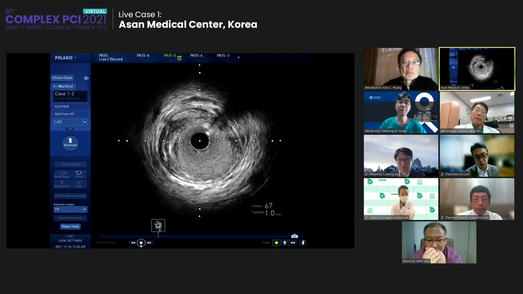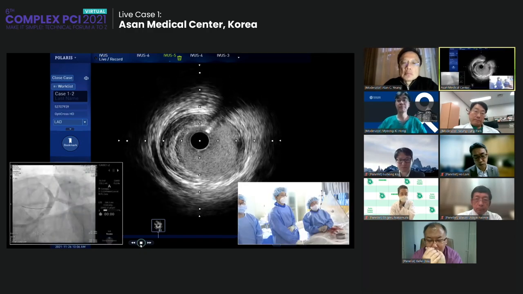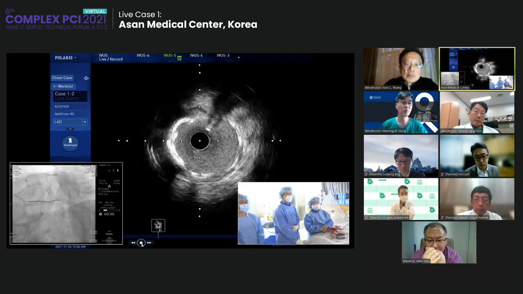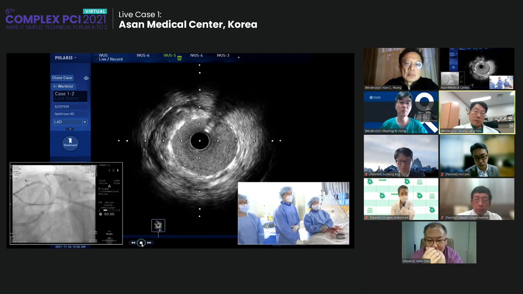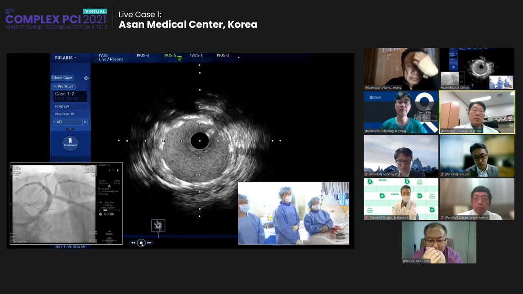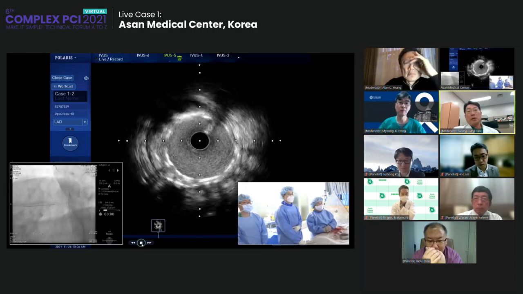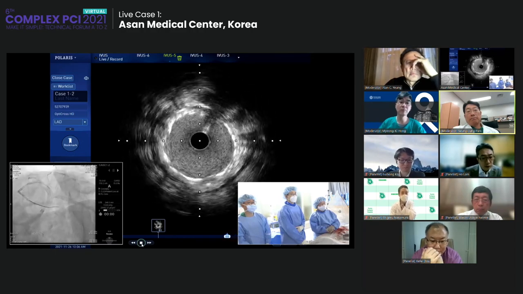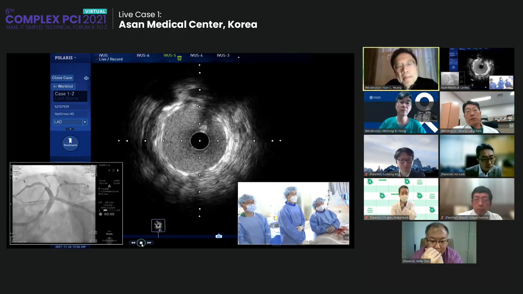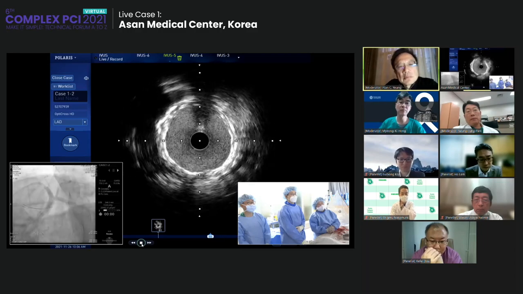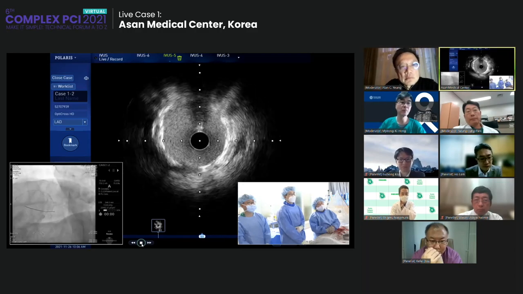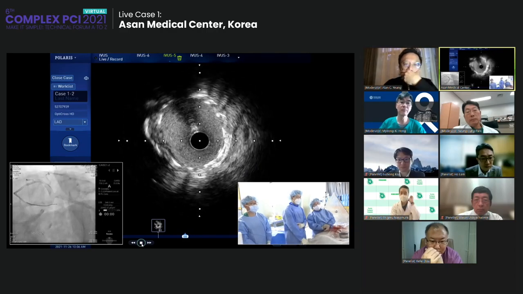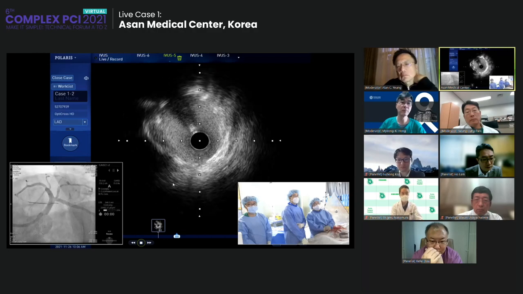Here is the distal landing. I implanted the 4.0 stent. There is a small, minor dissection at the 1 o'clock, but very minor at the distal. Good. The stent area is almost more than 12 millimeter square. Yes, the stent is very well expanded. Some tissue protrusion, but I don't care.